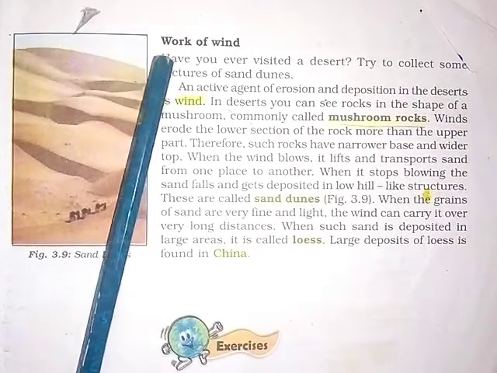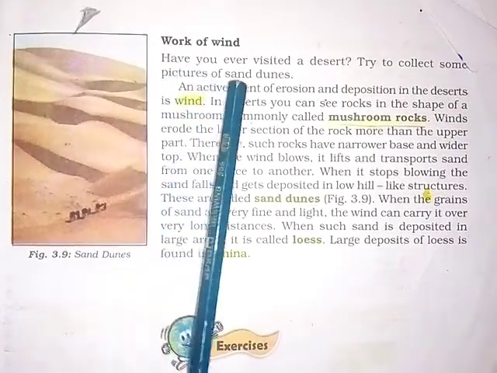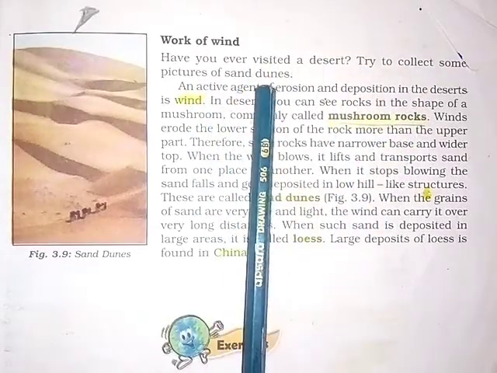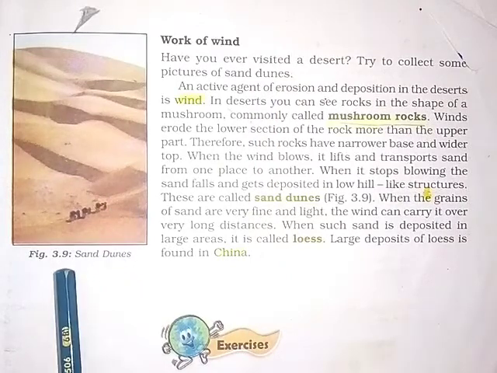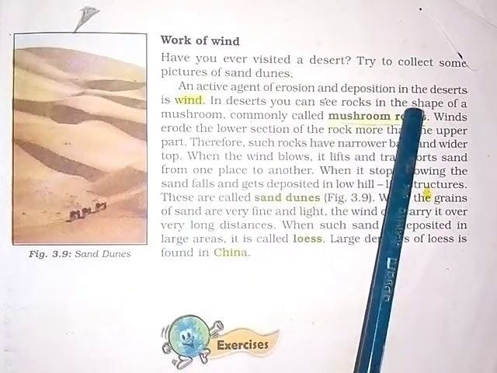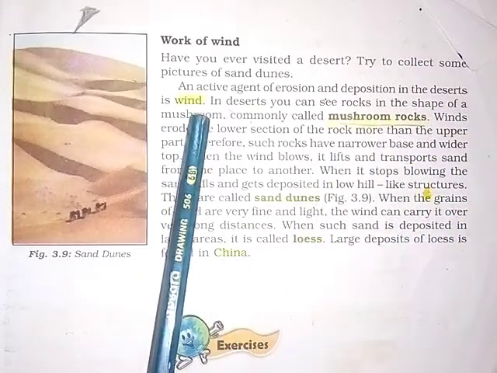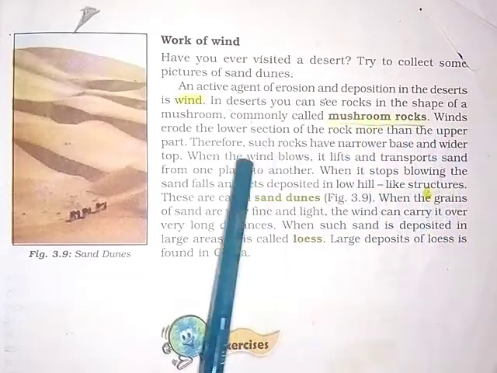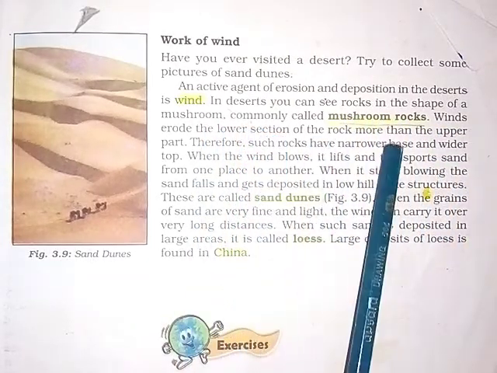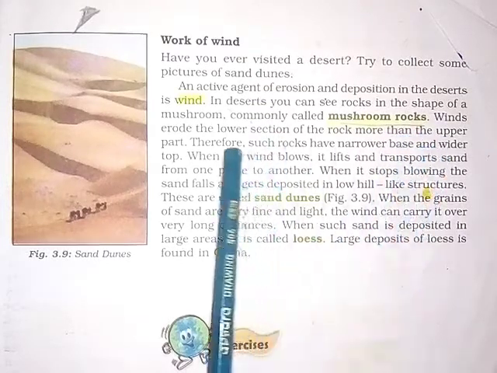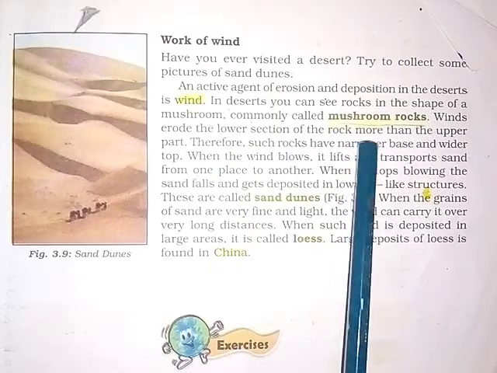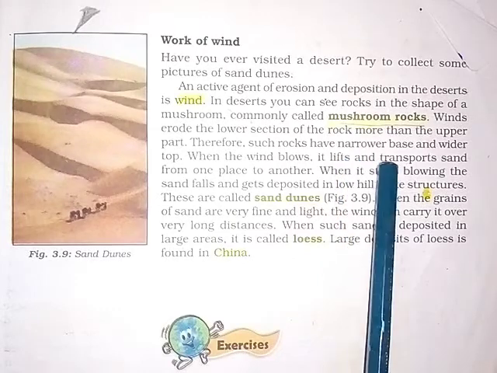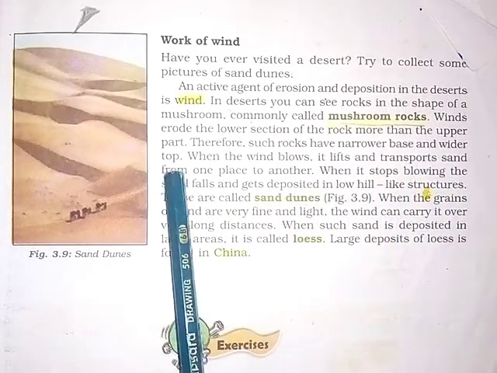Work of wind. Have you ever visited a desert? Try to collect some pictures of sand dunes. An active agent of erosion and deposition in the deserts is wind. In deserts, you can see rocks in the shape of a mushroom, commonly called mushroom rocks. Winds erode the lower section of the rock more than the upper part. Therefore, such rocks have a narrower base and wider top.